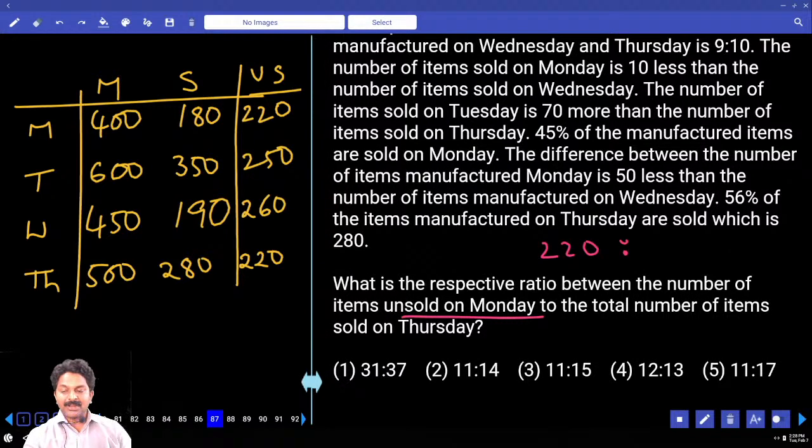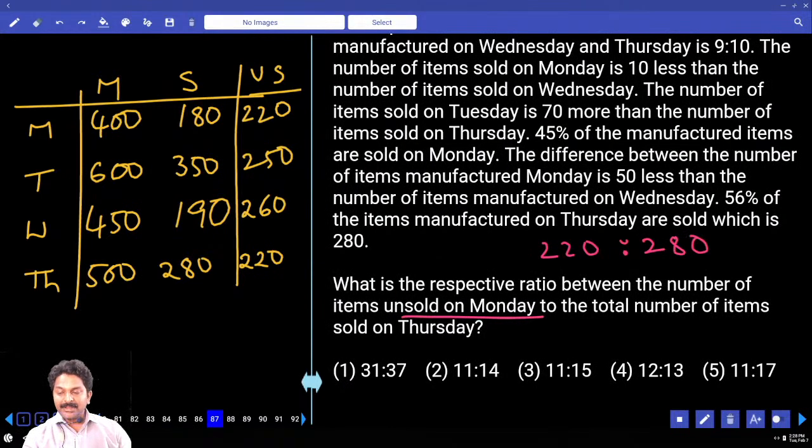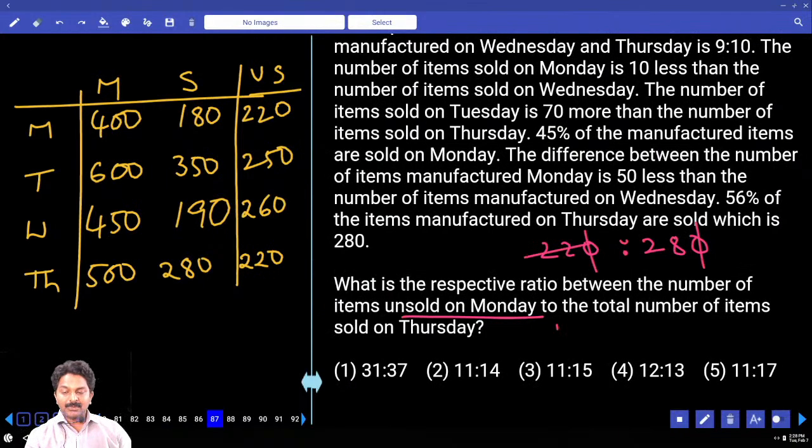Now the ratio between unsold on Monday, 220, to that of number of items sold on Thursday, 280. 0, 0 cancel. 2, 11 times. 2, 14 times. 11 is to 14.